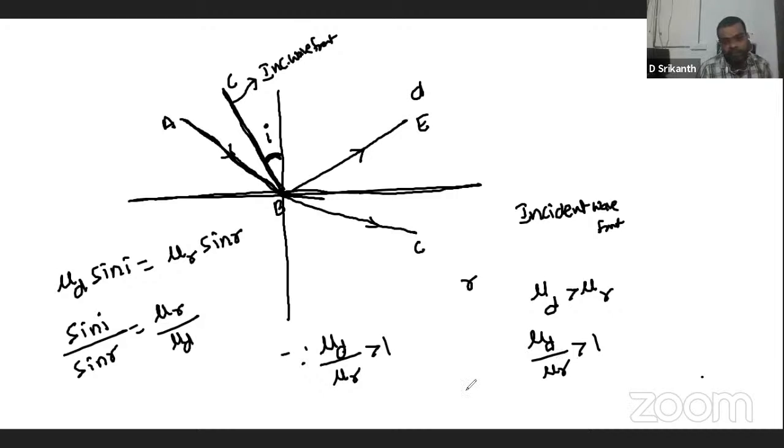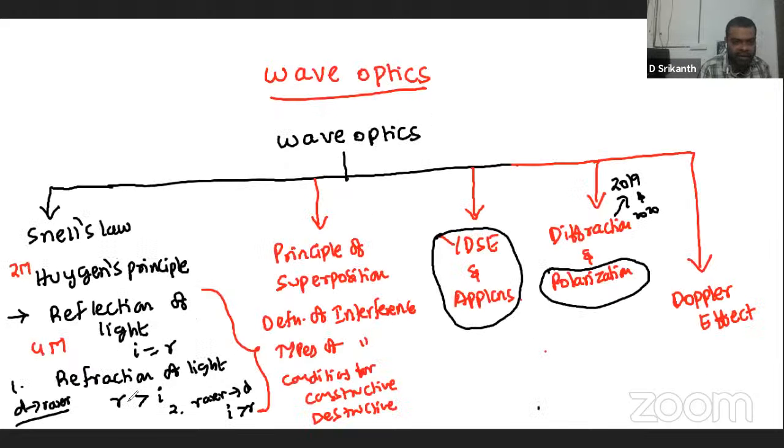Next, here we can say that mu r by mu d is less than 1. So sine i is less than sine r. That means i is less than r. That is refraction of light. See in our first slide, refraction of light.